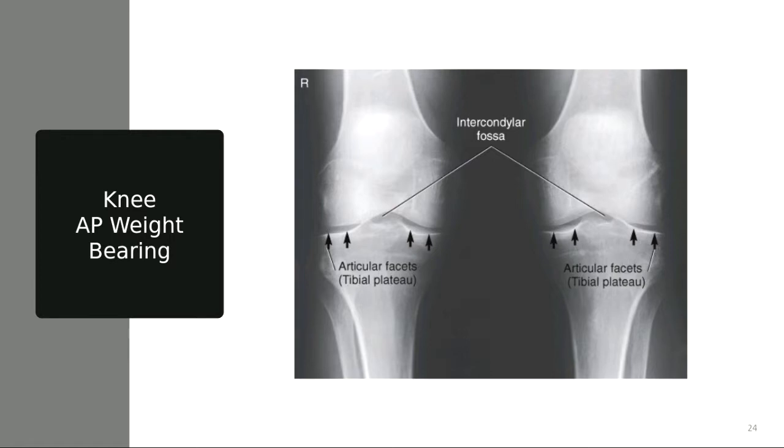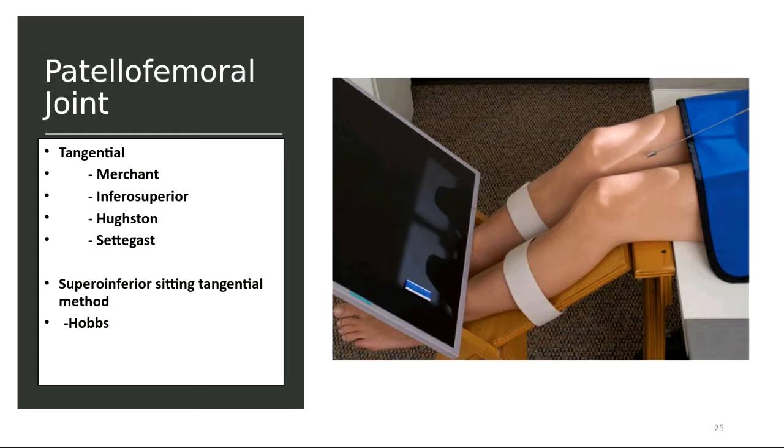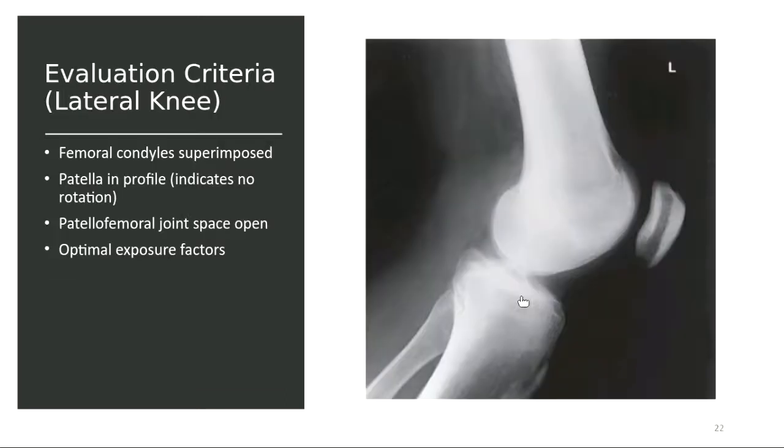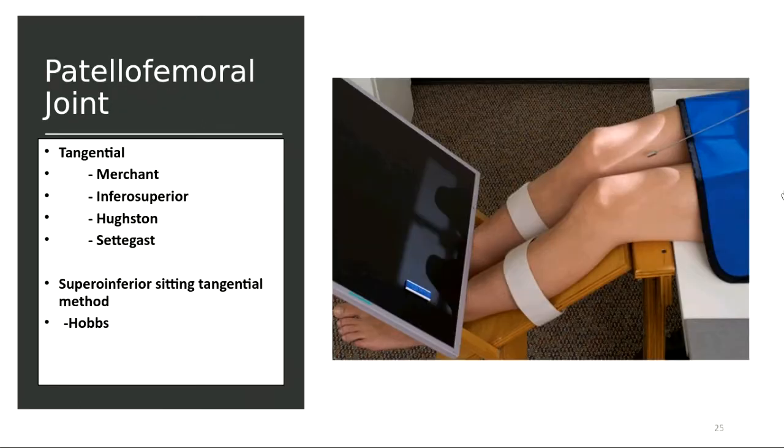Now, the last view that we do in a routine knee is actually called a sunrise view. Okay, and there's multiple ways to do the sunrise view. So you're trying to demonstrate what's called the patellofemoral joint. And if we look back, patellofemoral joint is this right here. So you're trying to demonstrate that, and we do what's called a sunrise. Now, when I say you're trying to demonstrate it, I recognize that on the lateral you're demonstrating it, but we can demonstrate it 5 different ways.